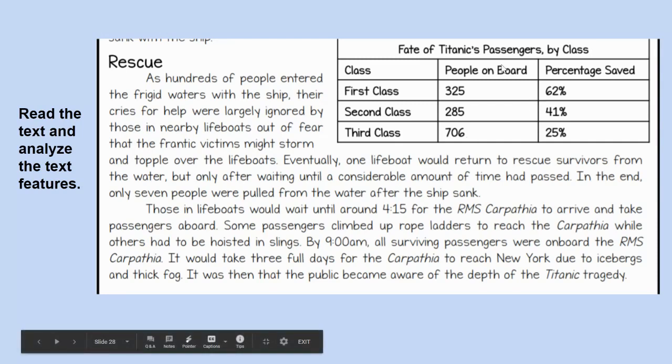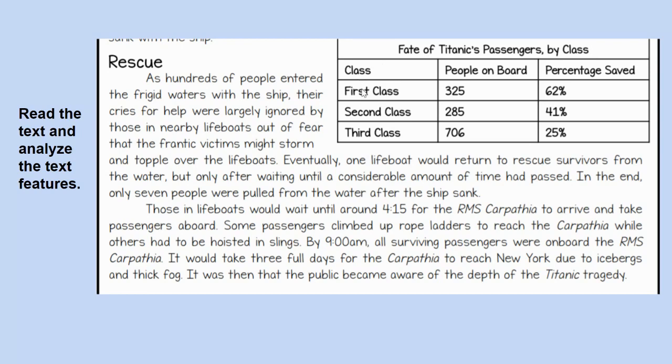The chart you're going to be working with is going to be telling you about what happened to the Titanic passengers. So you're going to see the first class passengers, how many were on board, and how many of those people, percentage-wise, were saved. So of the 325 first class passengers, only 62% of them were saved. So it's a little bit more than half of those people.